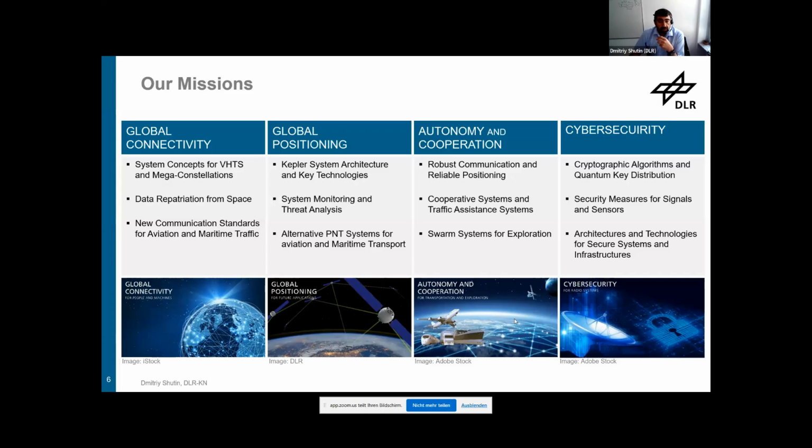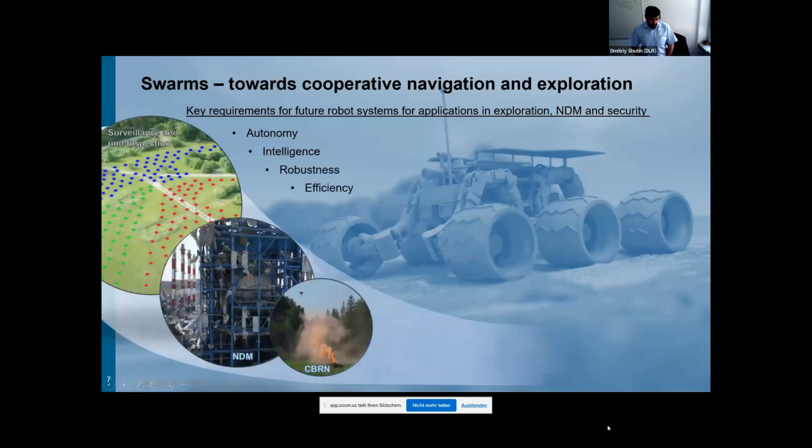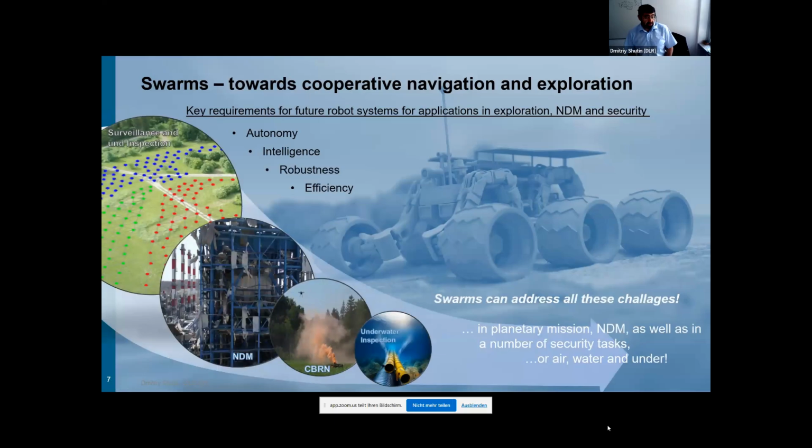And one of the topics where we are particularly active is autonomy and cooperation. And this is where my group is working. My group is called Swarm Exploration. So we are working on developing swarm solutions for different applications, primarily in space and Earth-related applications, and recently security.